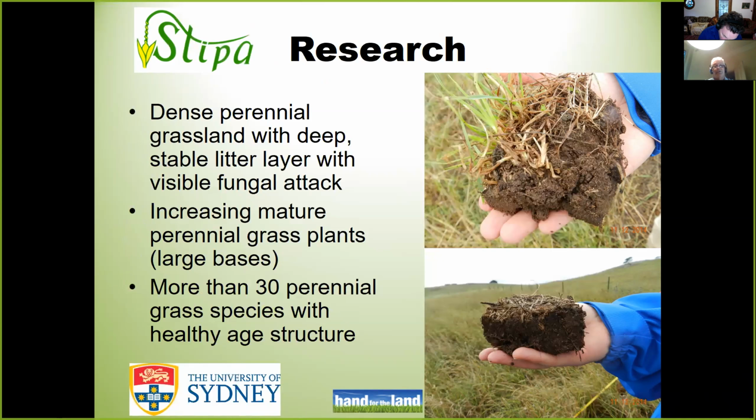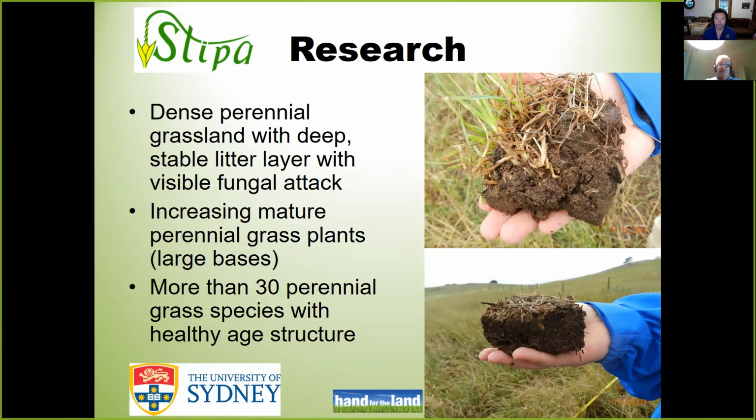The words on the left are what I used as our landscape goal for what we're managing towards. Just that perennial grassland with a deep stable litter layer with visible fungal attack. That's what we're trying to do at the litter at the soil surface. It needs to be colonized and under visible fungal attack, which requires that the litter is pushed onto the soil surface so it can be colonized.